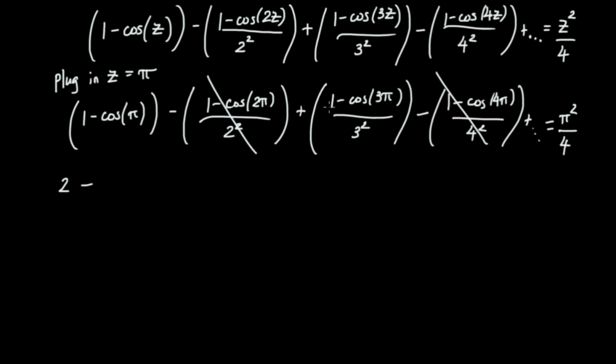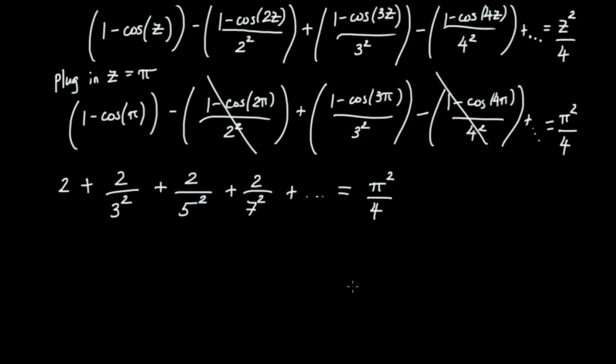So the next one I'm going to write down is this one here, which is going to be 1 minus minus 1 again. Cosine 3 pi is minus 1. So I'm going to actually get plus 2 over 3 squared. Now this term containing 4 squared is going to vanish. And my next one I claim is going to be 2 over 5 squared, the next odd coefficient there. And then the next one will be 2 over 7 squared, and so forth, is equal to pi squared over 4.